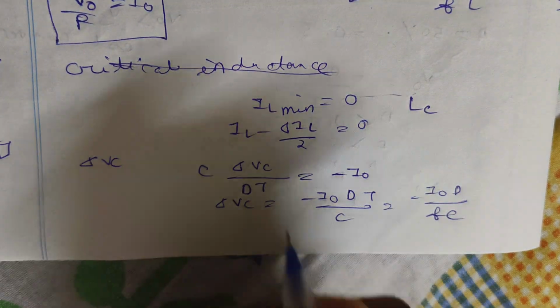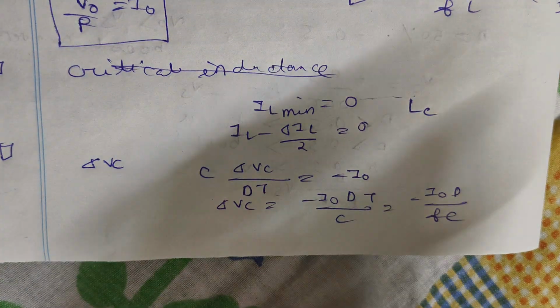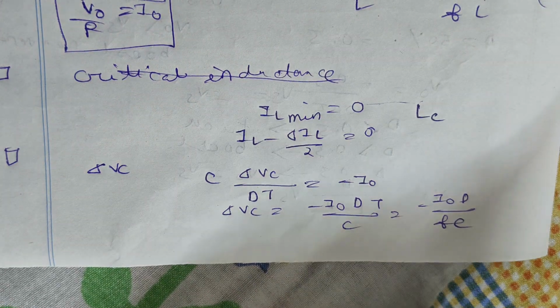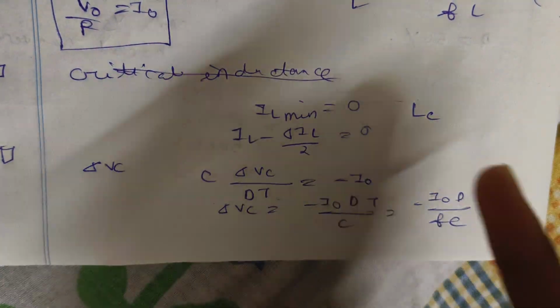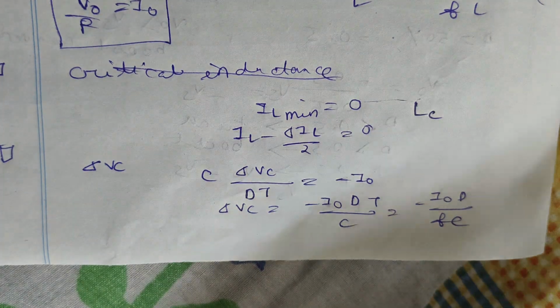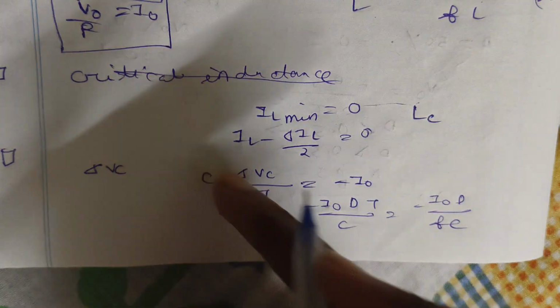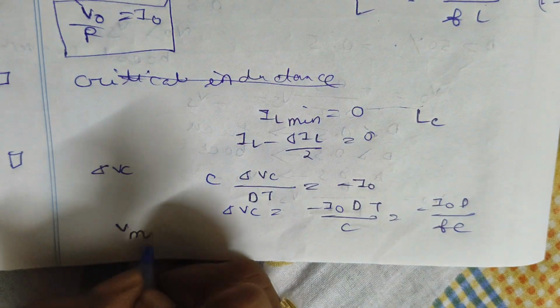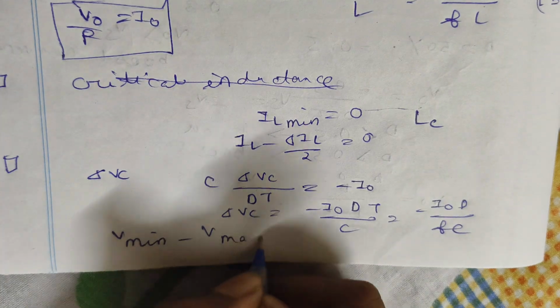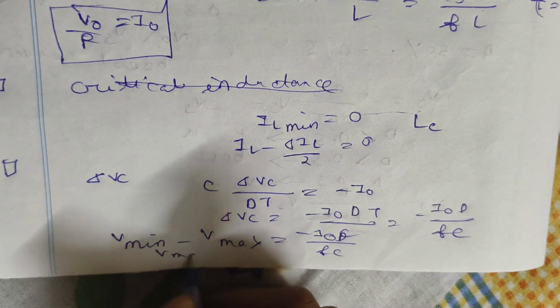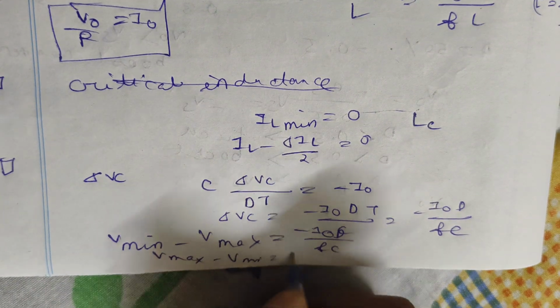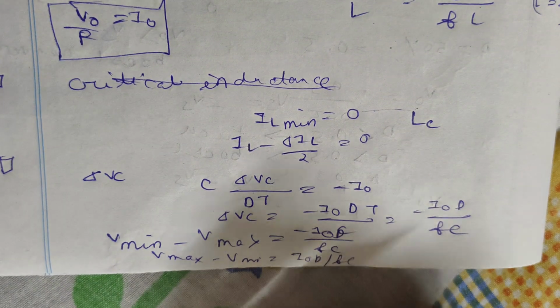Now delta Vc, the voltage across the capacitor, will go from minimum to maximum. Capacitor charge initial, so maximum to minimum. So delta Vc is going to be V minimum minus V maximum, that is minus I0 D by FC. Now V max minus V min will be positive I0 D by FC.